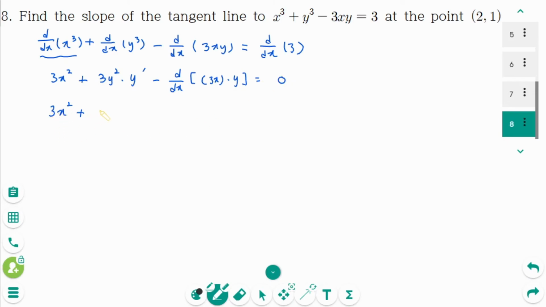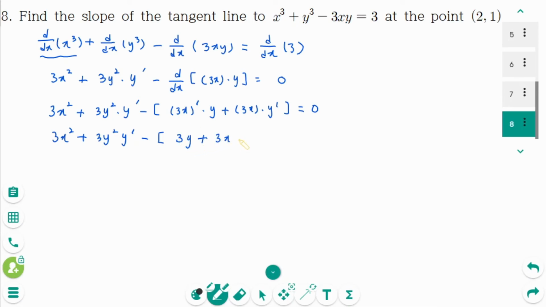3x squared plus 3y squared y prime minus, use the product rule, (3x) prime times y plus 3x times y prime equals 0. 3x squared plus 3y squared y prime minus, (3x) prime is 3, times y plus 3x times just y prime, equals 0. Then expand: 3x squared plus 3y squared y prime minus 3y minus 3x y prime equals 0.